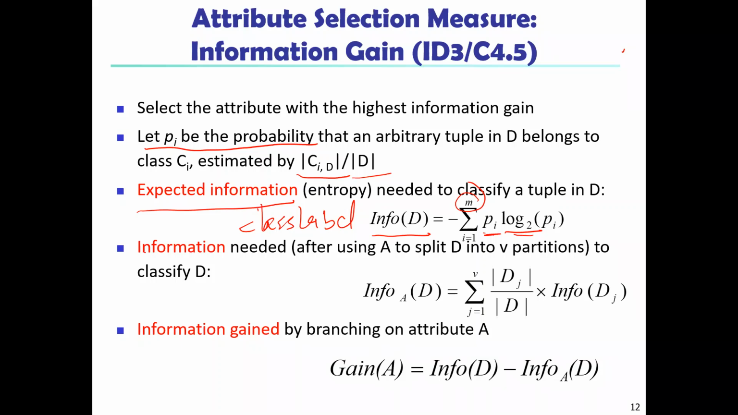Next, we need to find the information needed. After finding the expected information from the class label attribute, we need to find the information needed for all the remaining attributes, after using A to split D into v partitions to classify dataset D. So here, what is |Dj|/|D|? It's the weight of the partition. Next, we need to find the information gain. That is, Gain(A) is equal to expected information minus information needed.